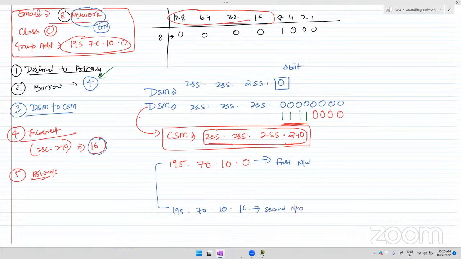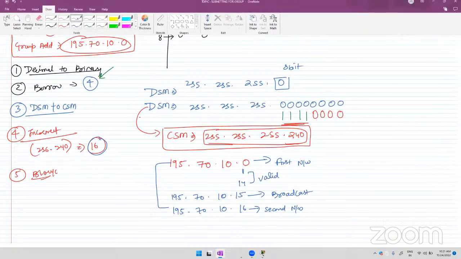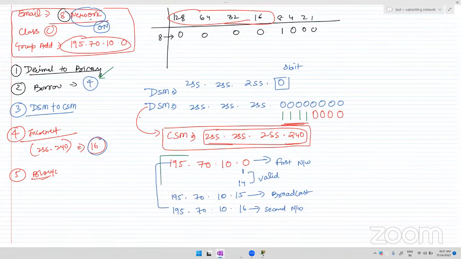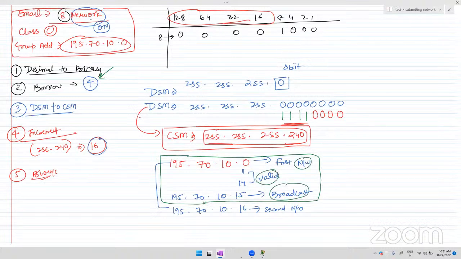Second network. But before 16 we are getting 195.70.10.15. So this one is my broadcast, and 1 to 14 is my which one, dear? Valid IP. And this one is a separate group. In a group we are getting 3 pieces of information: network, valid, and broadcast. So that is the reason we are calling it what?